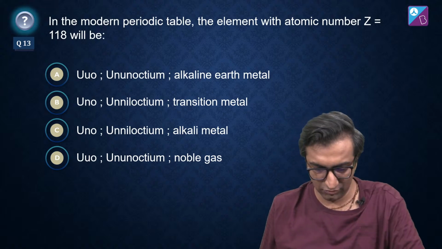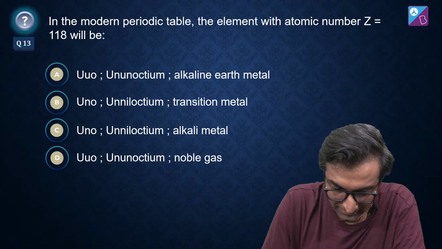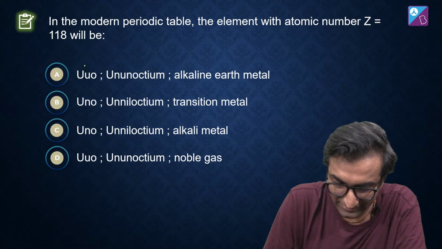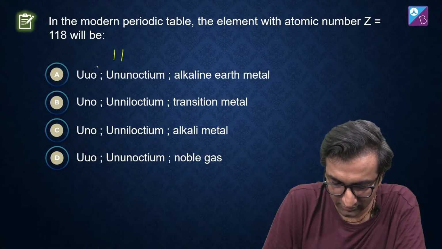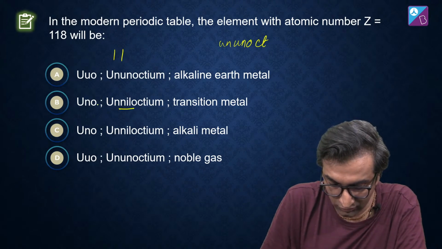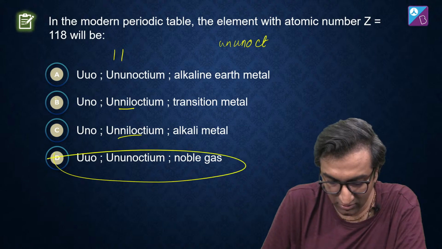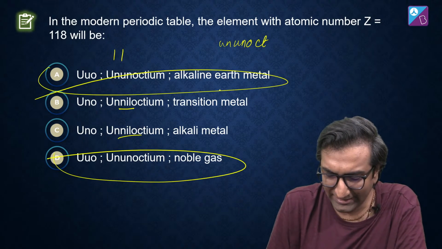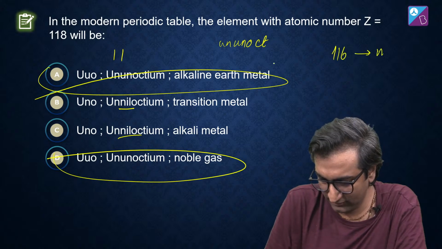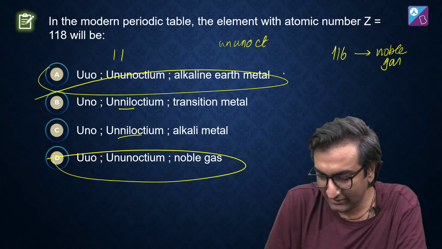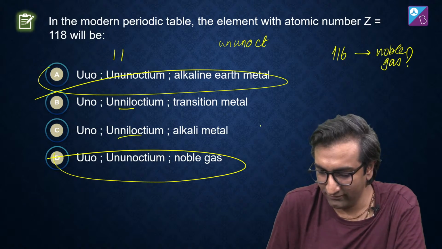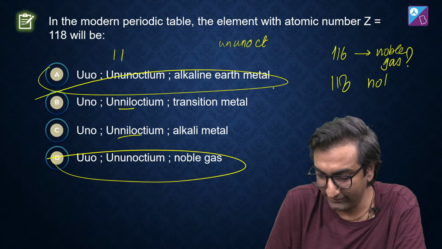Let's see. I think all of them are, no, actually some of them are different. Un becomes 1, 1. Oops. 118 is un-oct. So this becomes un-oct for sure, not unnil. So it's either D or A. Now if this is an alkaline earth metal, then 116 must be a noble gas, right? If this is alkaline earth metal, then 116 will be noble gas, or is 118 itself a noble gas? This is what we have to find out.